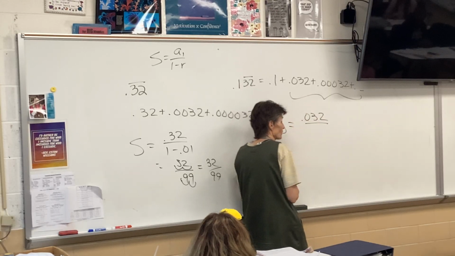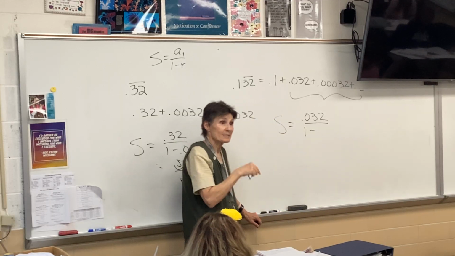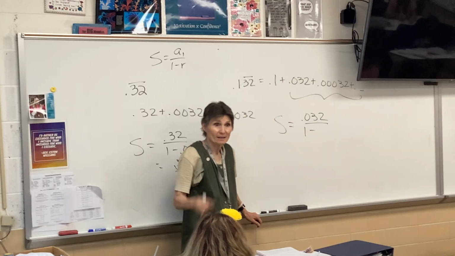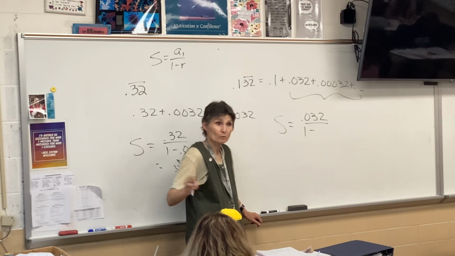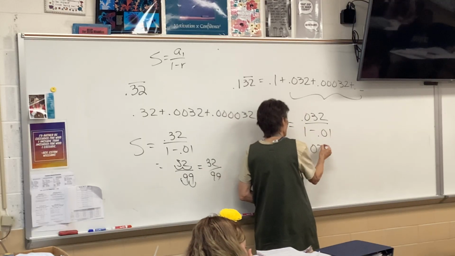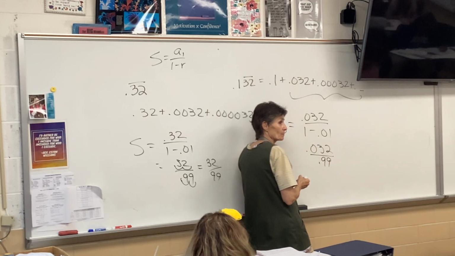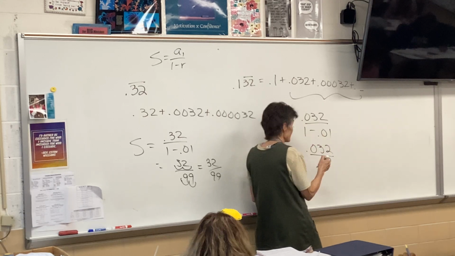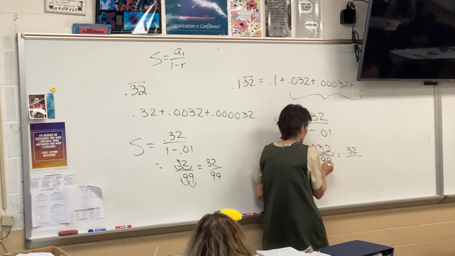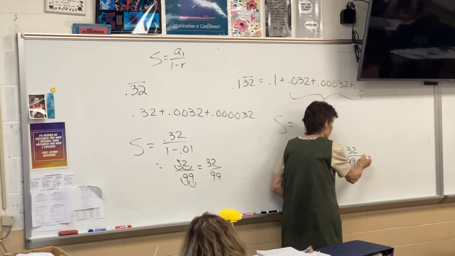0.032 over 1 minus, what was your ratio? Still 0.01. Because how many places are repeating? 2. It's still 32, 32, 32. So 0.01. So that's 0.032 over 0.99. Now we gotta move them 3 places. So 1, 2, 3. 32 over 990.